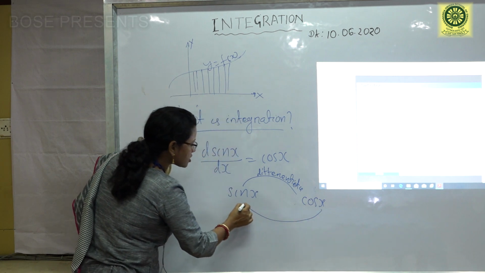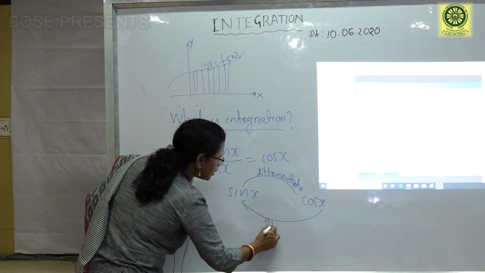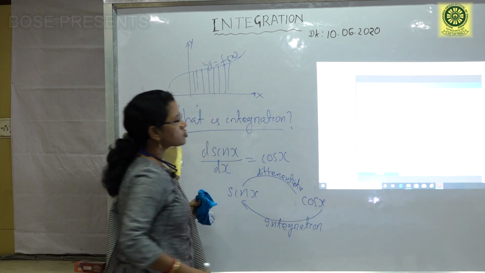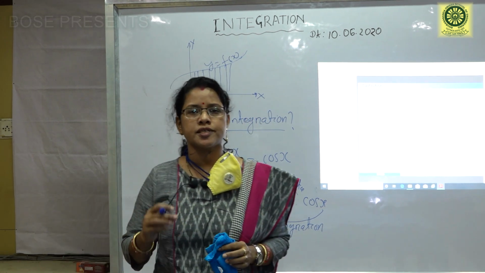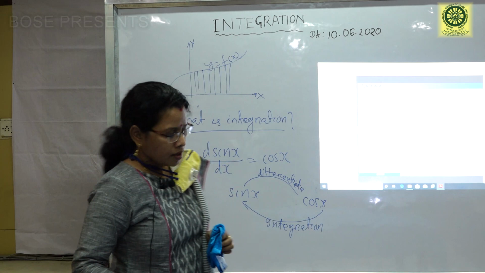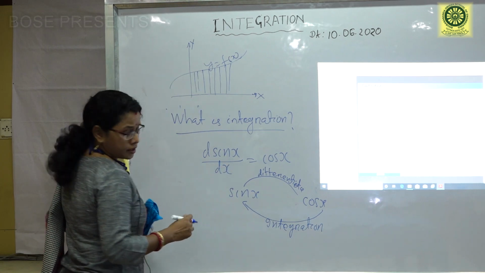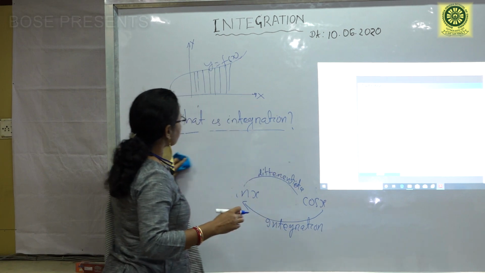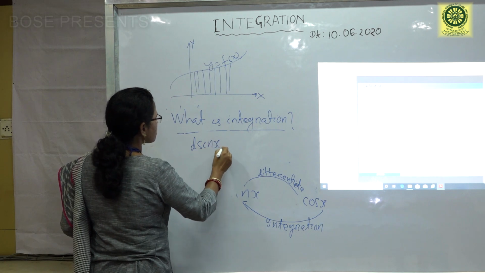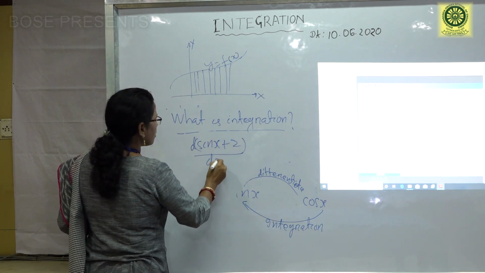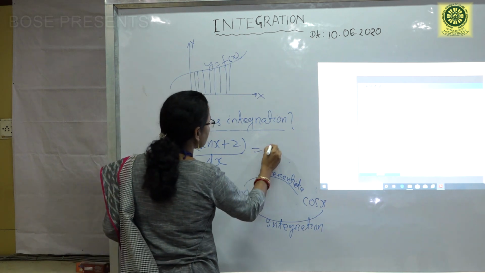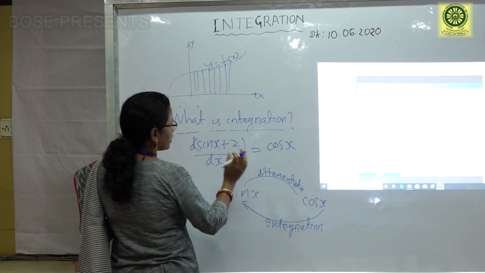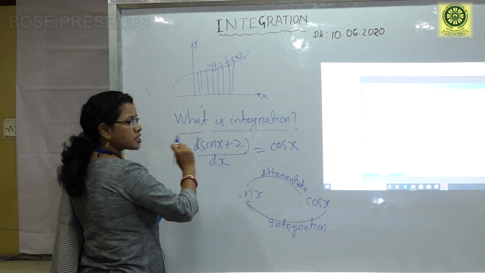Then how will you come back to sin x? By the process of integration. That's why integration is defined as the inverse process of differentiation. Here, one thing may come to your mind: the derivative of sin x plus 2 with respect to x is also cos x. So the integration of cos x should also be sin x plus 2.